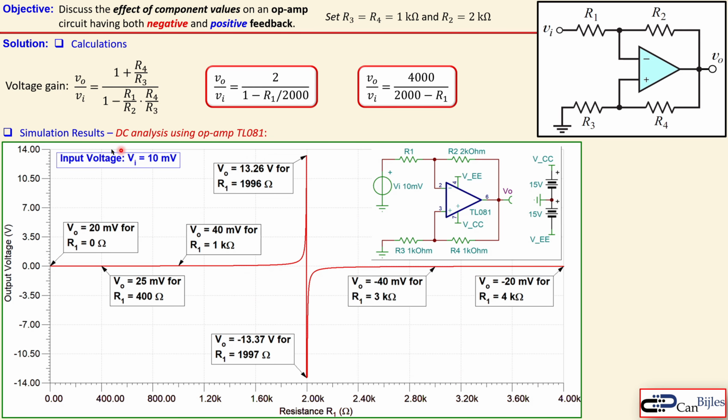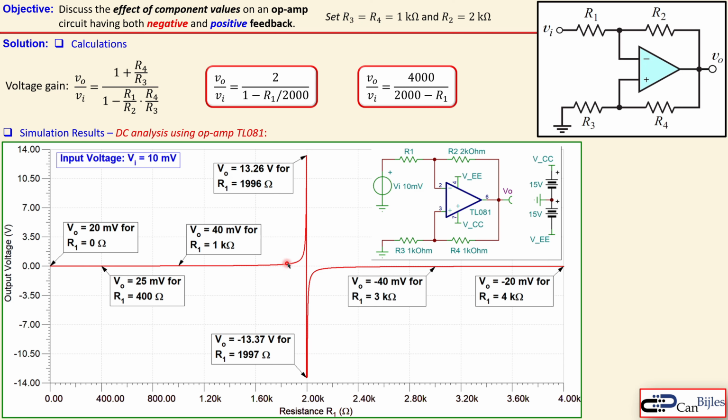Again, but now using the input as 10 millivolts. So we drop by 100 times. So it was before 1 volt, now it is 10 millivolts. What happens now? You see here again the gain stays actually for 0 ohms as 2, so you just double this, so 20 millivolts, that's correct. And then for 400 you can actually see that this is again 25 millivolts.